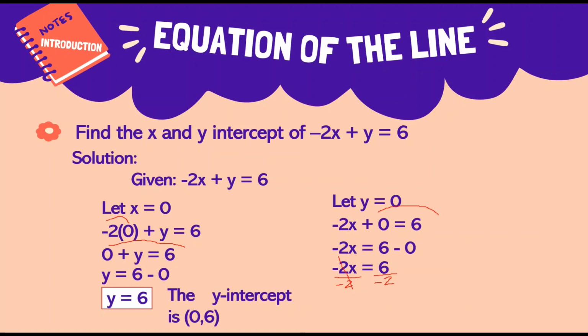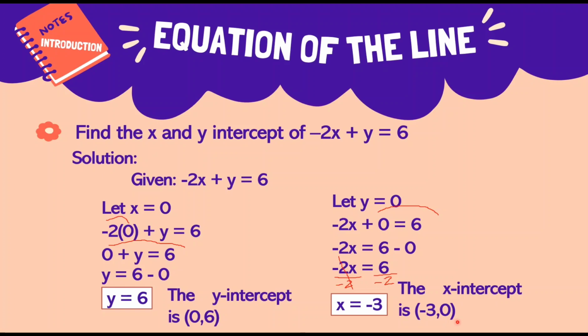And then, how about 6 divided by negative 2? 6 divided by negative 2 is equal to, okay, good. So, that is negative 3. So, therefore, x is equal to negative 3. And then, our x-intercept now is negative 3 and 0. Okay, so we are done in our given example.